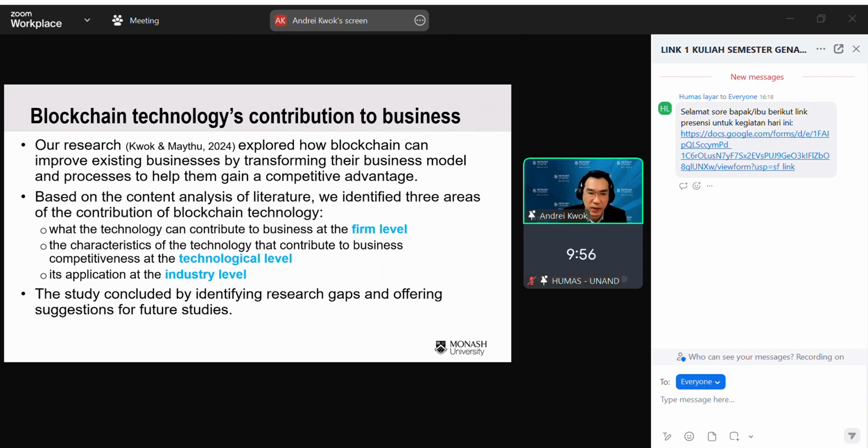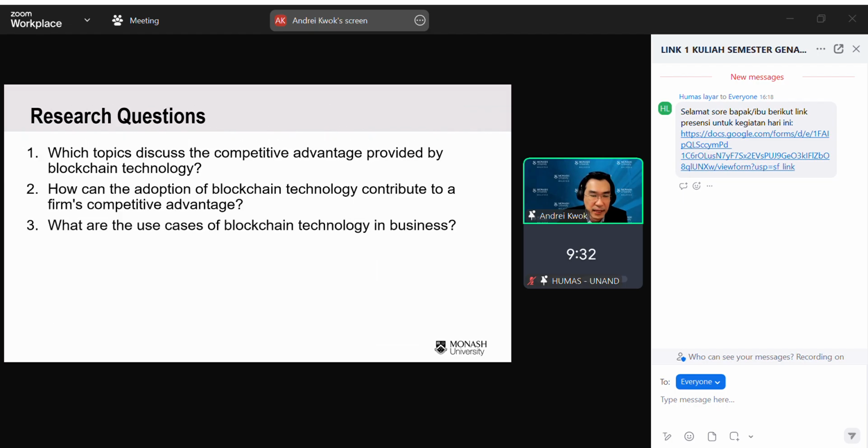First thing is what we found, what the technology can contribute to business at the firm level. Then the characteristics of the technology that contribute to business competitiveness at the technological level. And the third one, the application at industry level. So we conclude by identifying also the research gaps and offer suggestions for future studies. We come up with 3 research questions, and we are going to answer these 3 research questions in our study.